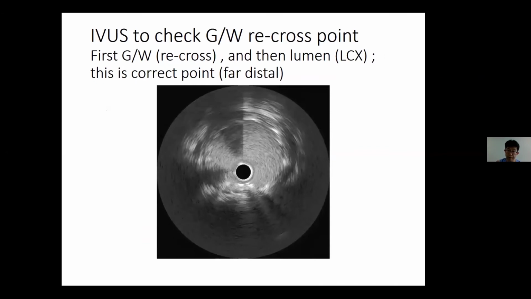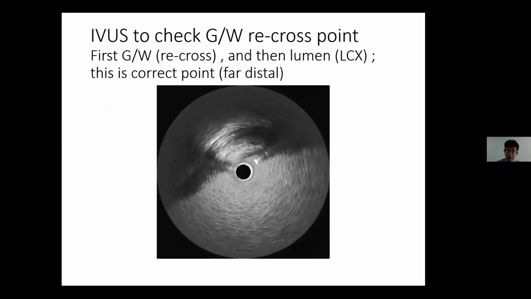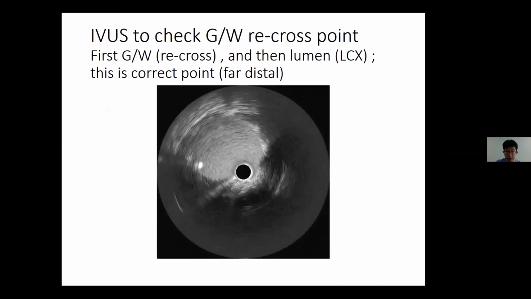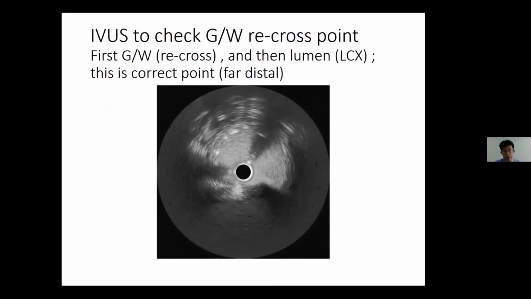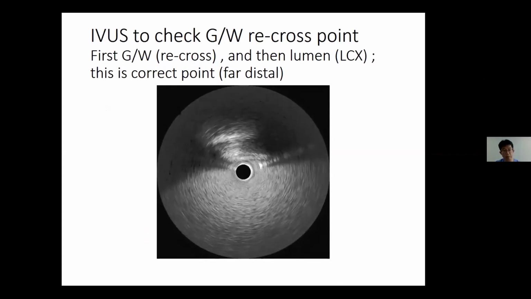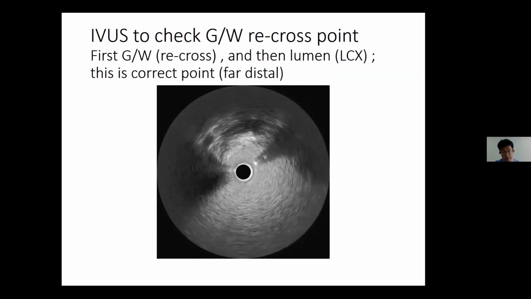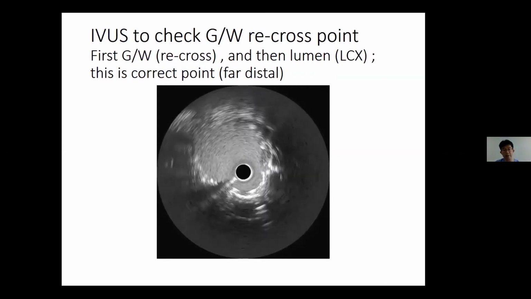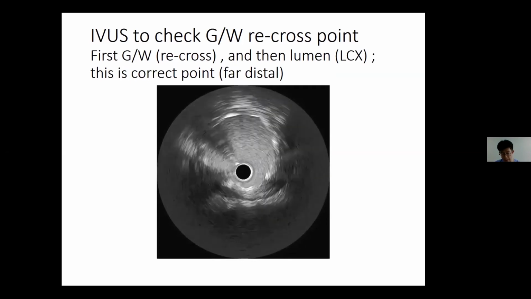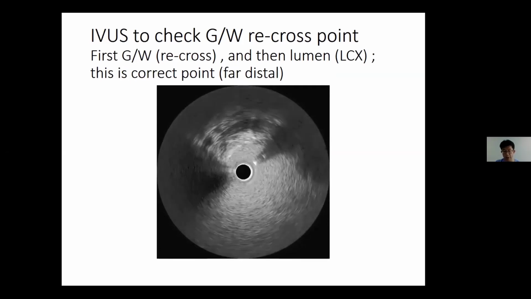It means we check with IVUS from the LAD: first the recross guide wire here, and then the circumferential lumen. It means this is a far distal stent. The guide wire comes here, and then the lumen. It means the recross guide wire is positioned at the distal far side. It's very important, IVUS imaging.